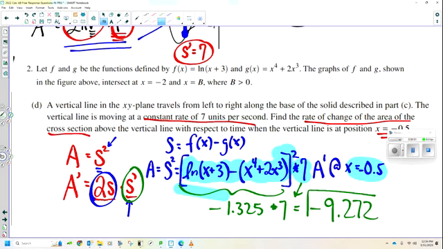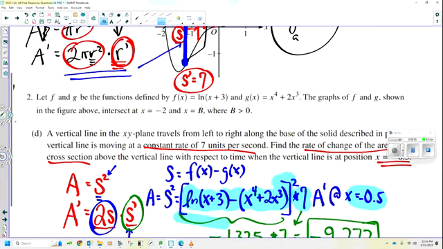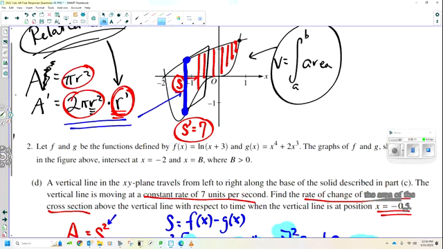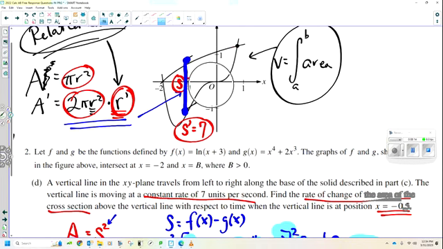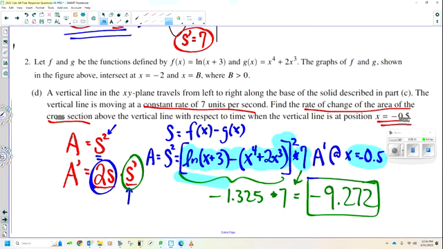You might say to yourself, wait a second, the related rate was a positive 7. How do I get a negative number? Let's look up here. As this blue line goes from left to right, won't the blue line get smaller and smaller? It should. So the area should be getting smaller. That should be a negative rate. And there we go: negative 9.272.